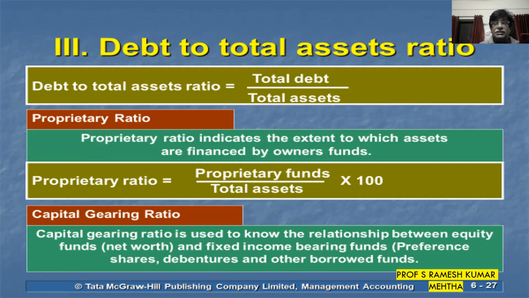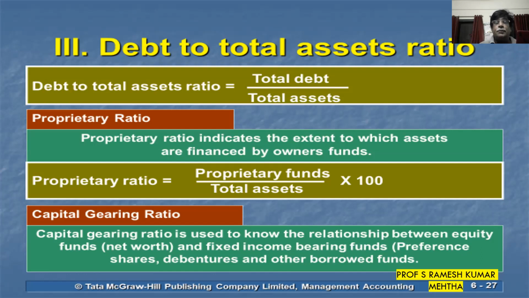Now, how much of the total assets of the company are financed by the owner's fund? For example, I will just give a small example. In this, you will understand it. Suppose I want to purchase a 50 lakh rupees bungalow or an apartment. I have only 20 lakhs with me, and the remaining 30 lakhs I am taking from the bank. So I am purchasing an asset of 50 lakh rupees. My own funds are only 20 lakhs, and the bank is giving 30 lakhs. Means I am financing the assets to the extent of only 20 lakhs. That is the proprietary ratio.